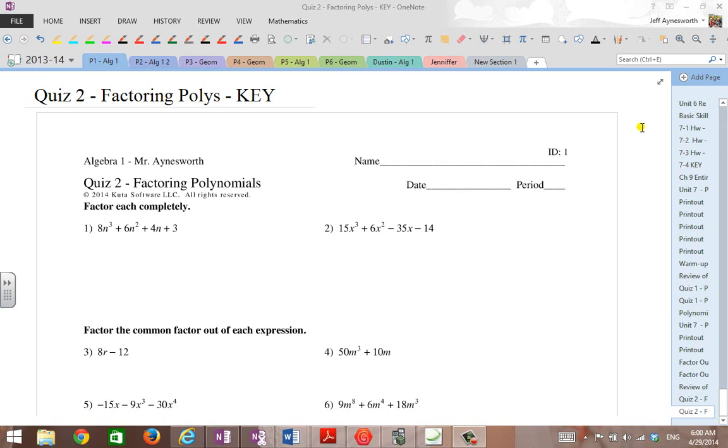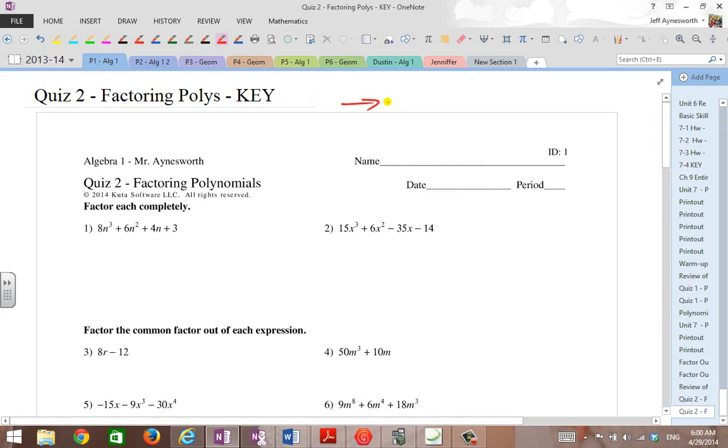This is Mr. Ainsworth, and we're going to get through the factoring quiz we took the other day. Quiz number 2, factoring polynomials. So get out your red pens and get ready to fix your mistakes. Okay? Red pens only, because I want you to be able to see how to do it right. Red pens only doing corrections.